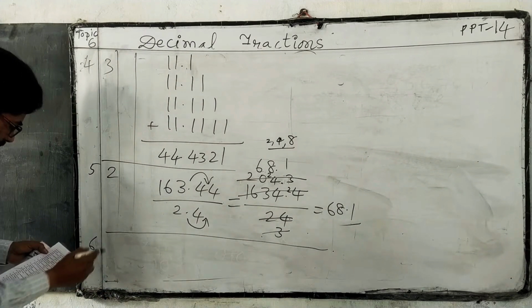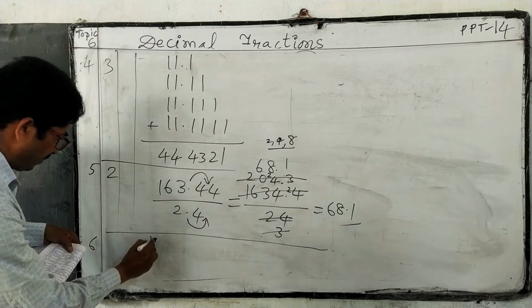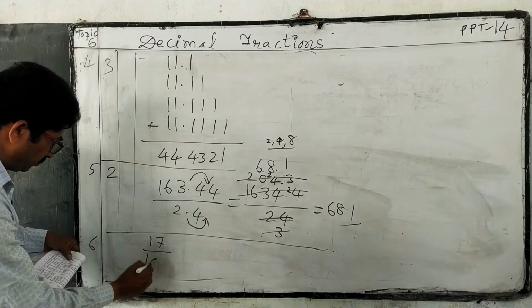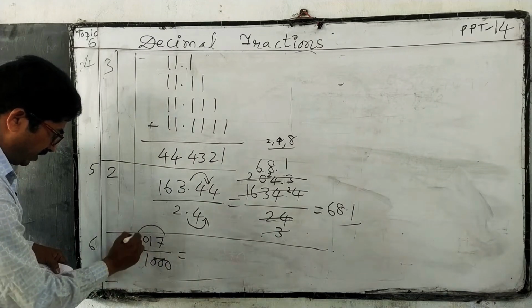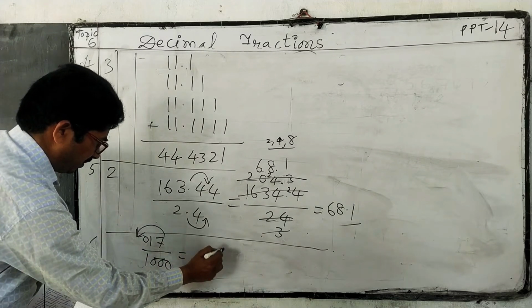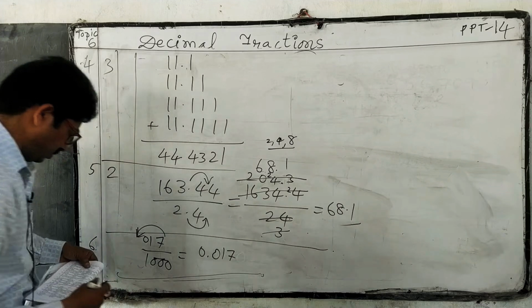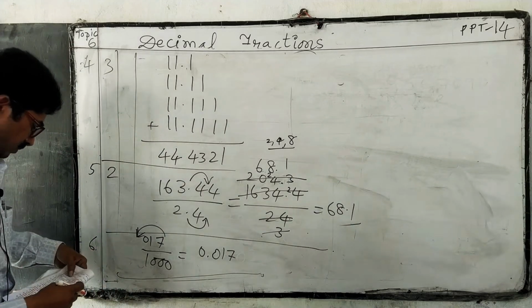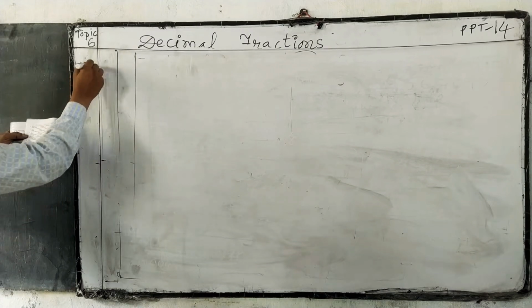Sixth problem. What is the decimal equivalent to 17 by 1000? To divide by 1000, we shift the decimal to the left by 3 places. 0.017. Option 2.